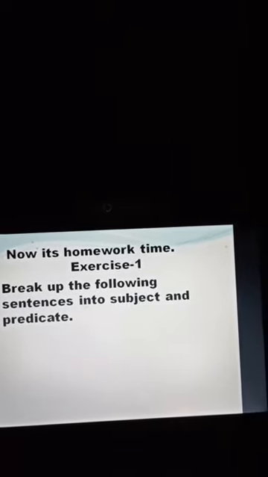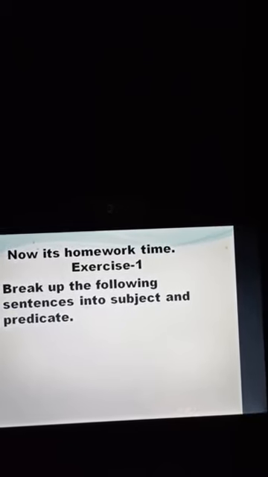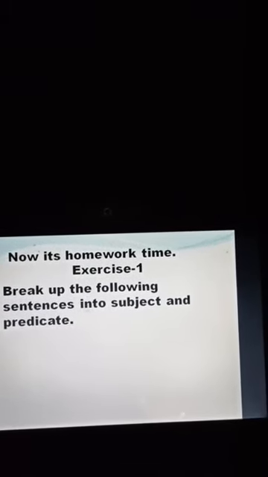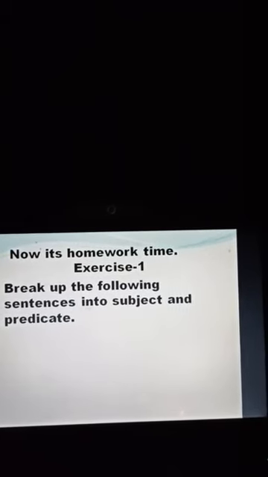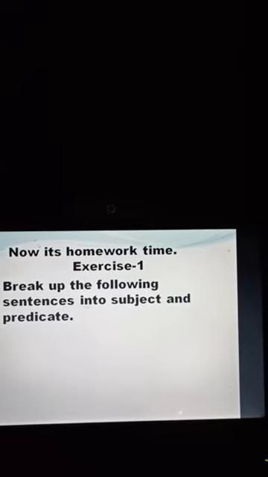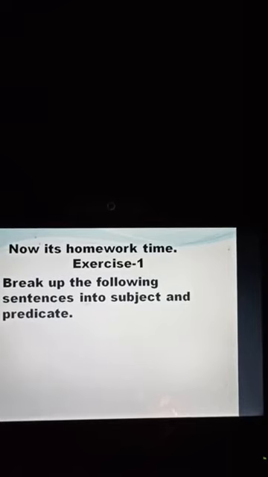Now it's time for homework. Exercise 1: I am giving you sentences, and you have to break up the following sentences into subject and predicate. You very well know that subjects are the nouns, pronouns, or noun phrases, and the rest of the part is the predicate. So it's very easy and you have to do it correctly.